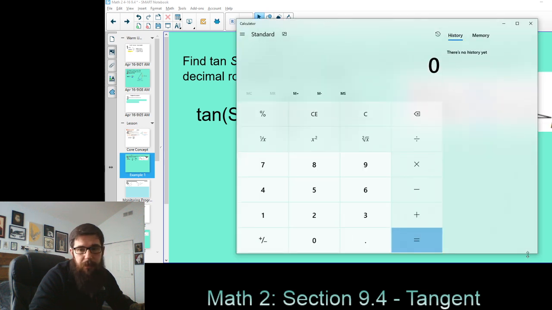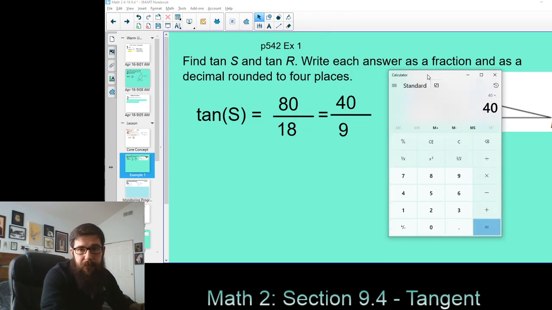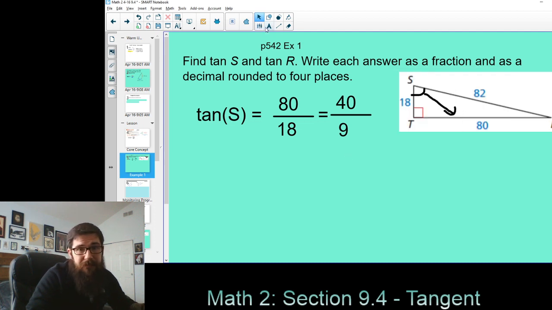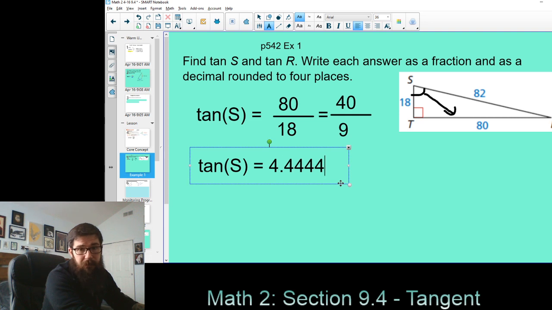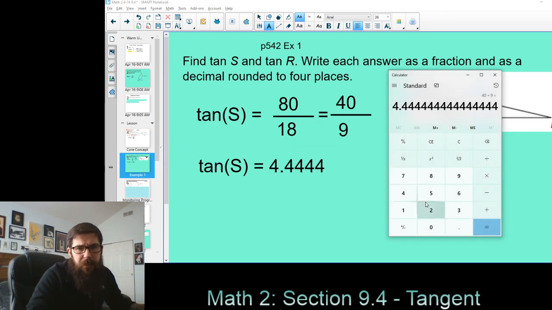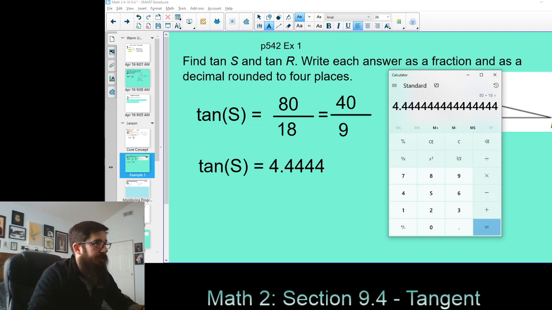Calculator went on the wrong screen there. I'm going to do 40 divided by 9. Round to 4 places. We've got a bunch of 4s here, so it's going to be 4.4444. This fifth 4 is going to tell that one to basically stay. So I could also write the whole thing: tan of S equals 4 point, and then 1, 2, 3, 4, and that last one didn't round there. I could show you that 80 divided by 18 is the same number. So I just reduced that fraction. Okay? Move this off to the side.